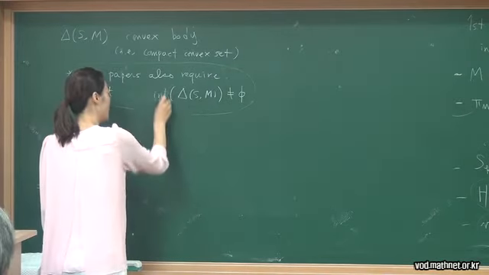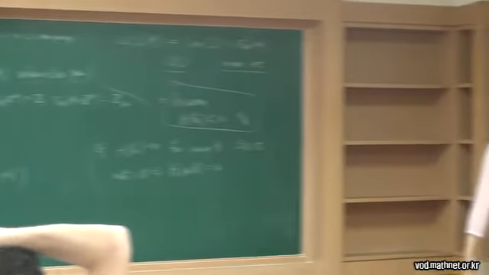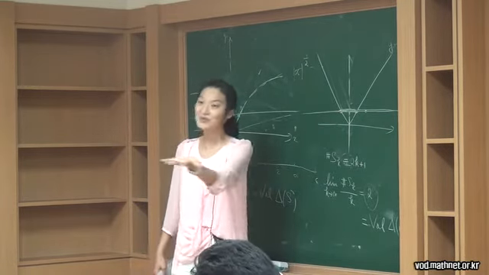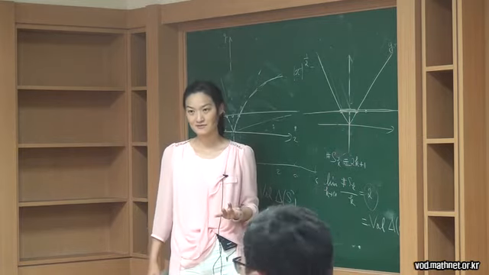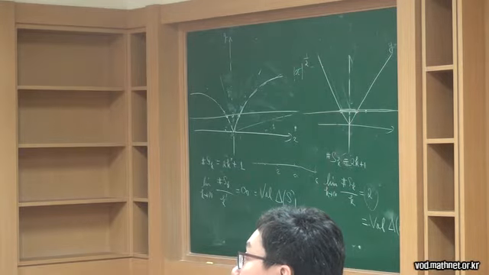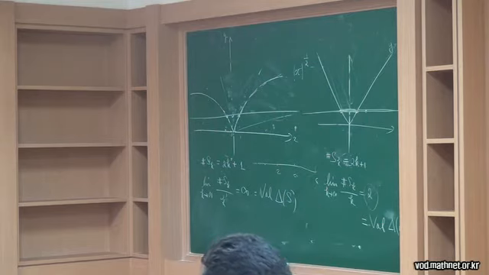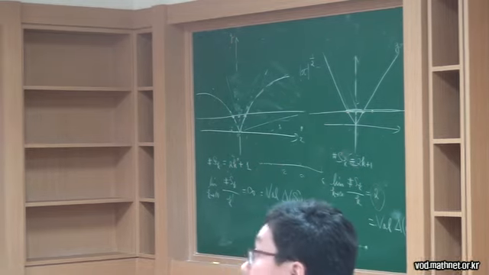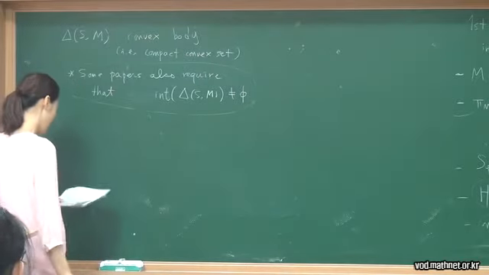Interior in where? Here we are in this L of S, and you cut by this half plane. In this half plane, some papers want to have non-empty interior, which means you really want a full-dimensional convex body. But we don't require that. So this is the interior of delta S M inside M. Or you can say the dimension of the convex body is the maximal possible. There are several ways to say it, but we do not require that.